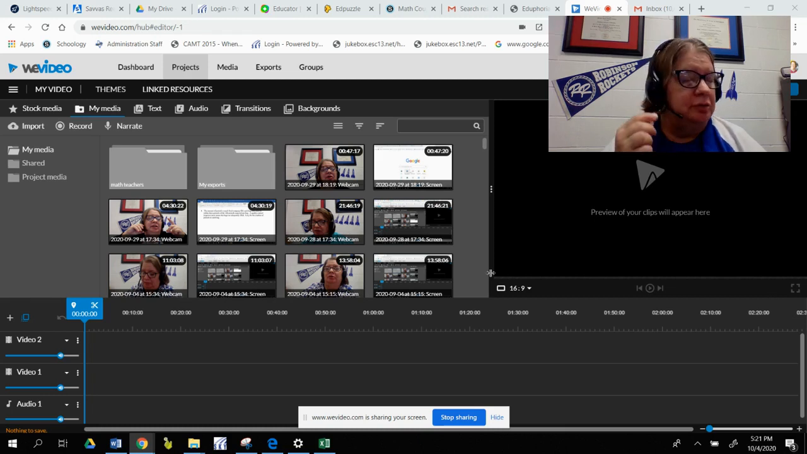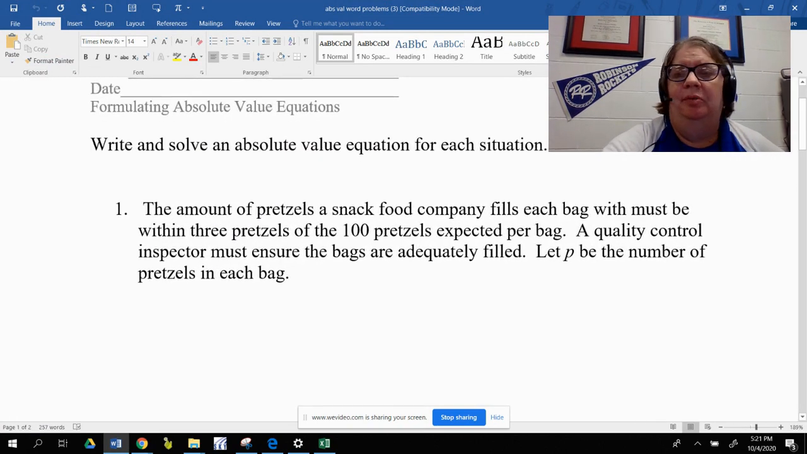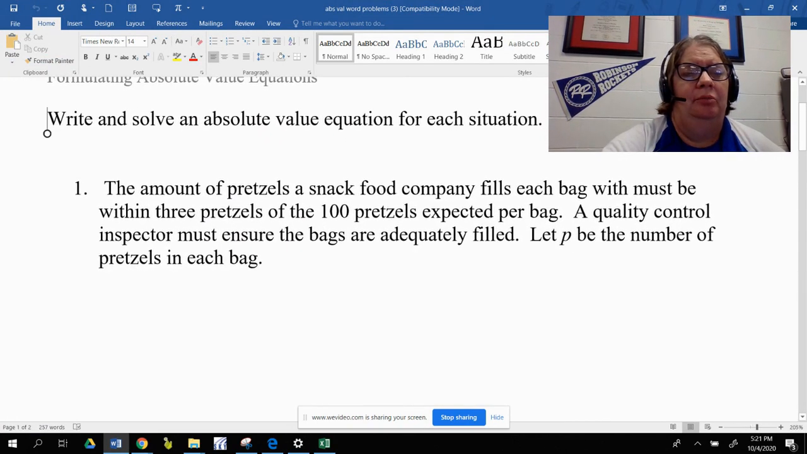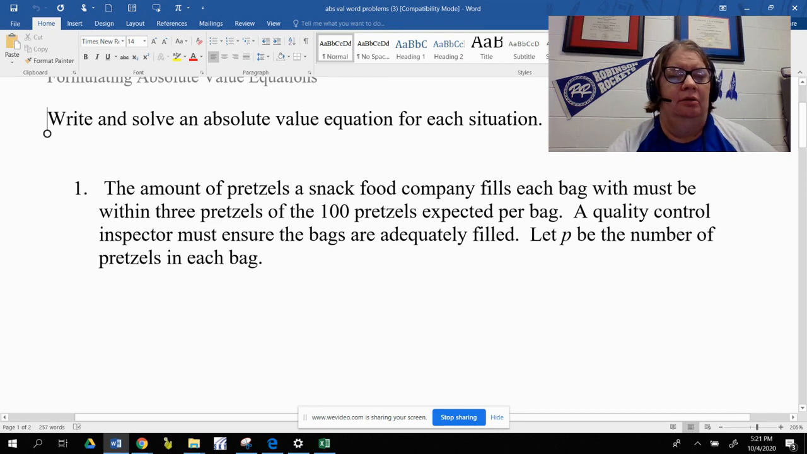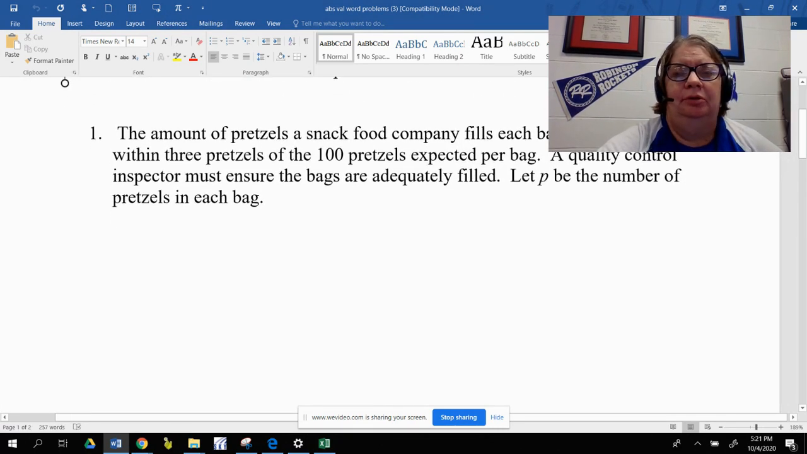Hello, Algebra 2 students. We're back again today to work with some more absolute value problems. We're going to work with actually formulating or creating the equations from a word problem, and then we'll probably do some solving as well. So let me pull these up. You'll remember this one hopefully from Friday, or maybe it was Thursday, I'm not sure what day, about pretzels.